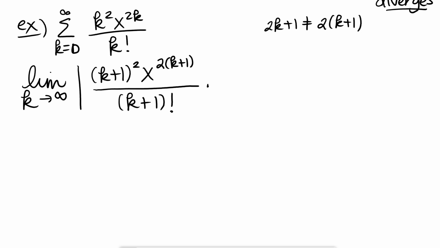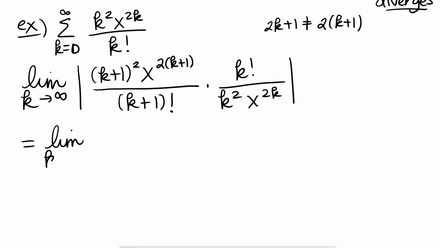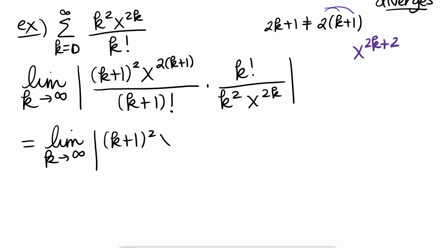All right, I take the (k+1)th term, I divide by the kth term, so dividing by a fraction flips it, and then we multiply. Now we have a little bit of work to do, but this one I think you'll see is going to end up pretty nice. So now I have the limit as k approaches infinity. This is still (k plus 1) squared, but x to the 2(k plus 1), that's x to the 2k plus 2, right? If I take that 2 through the correct way, I can break that up as x to the 2k times x squared.